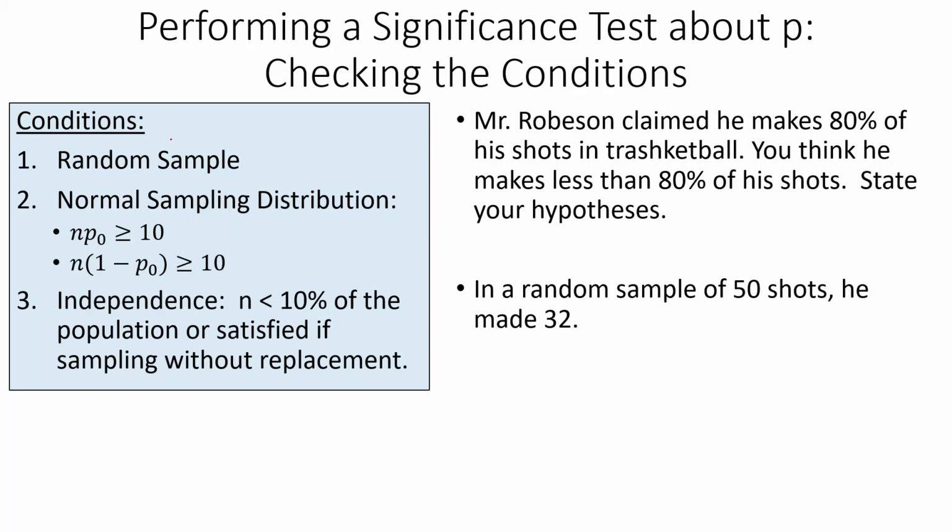So we need to have a random sample because we want our p-hat to be unbiased. We need it to be an unbiased estimator of the population parameter. We need to have that normal sampling distribution, approximately normal, except now we're not going to use p-hat, we're going to use p naught, which is our starting p. So like this is our null hypothesis.